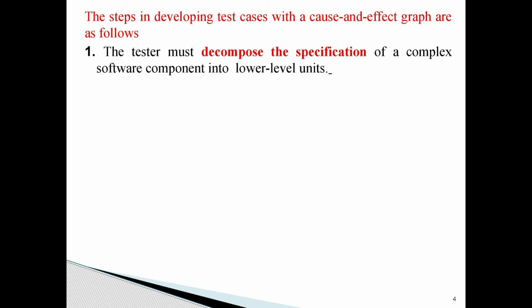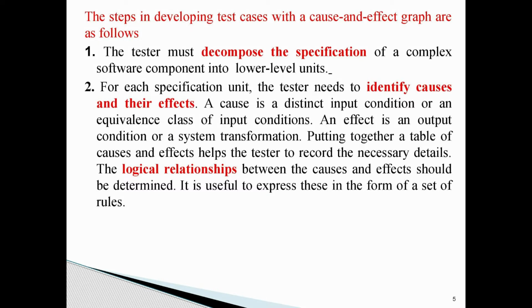Next, what are the steps involved in developing the test cases with a cause and effect graph? The first step is that testers must decompose the specification of a complex software component into lower level units. Then for each specification, the tester needs to identify causes and effects. The cause is an input condition or an equivalence class of input conditions. An effect is an output condition or a system transformation. Putting together a table of causes and effects helps the tester to record the necessary data.